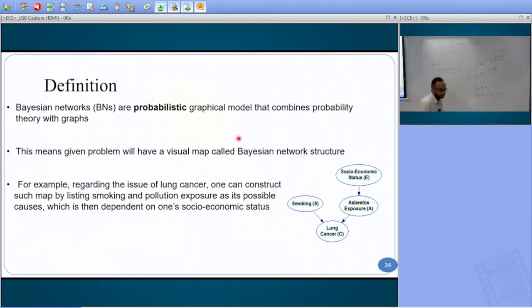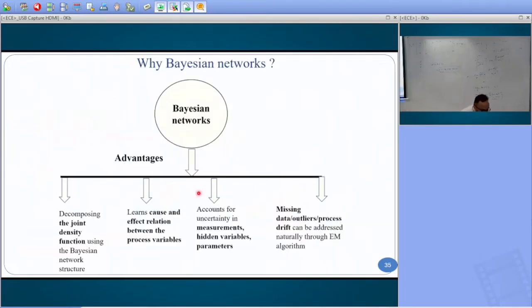Okay. The other advantage is that you're introducing some cause and effect relationship between the variables actually. And each node or each variable in the network structure is random now. Now we are bringing more randomness into it.